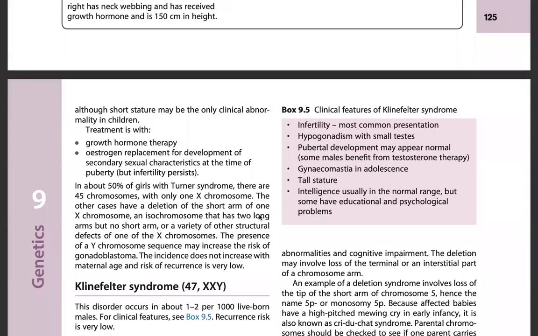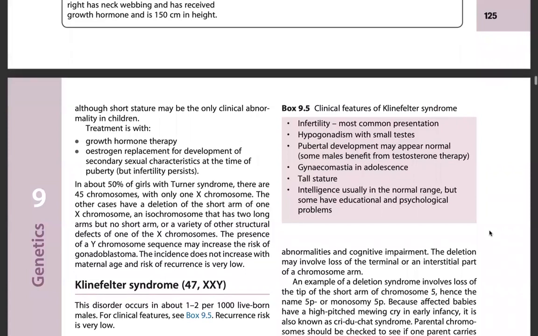In about 50% of girls with Turner syndrome, there are 45 chromosomes with only one X chromosome. The other cases have a deletion of the short arm of one X chromosome, an isochromosome that has two long arms but no short arm, or a variety of other structural defects of one of the X chromosomes. The presence of a Y chromosome sequence may increase the risk of gonadoblastoma. The incidence does not increase with maternal age, and the risk of recurrence is very low.